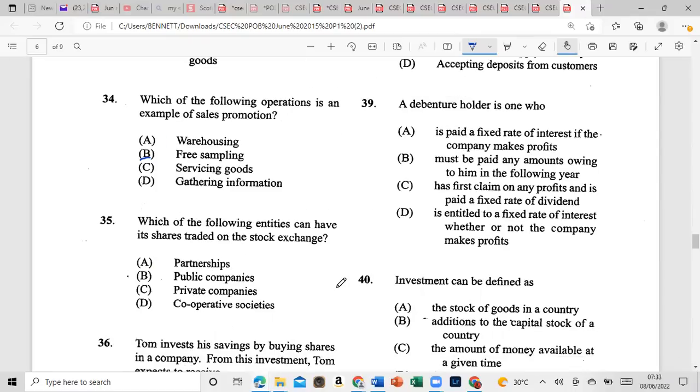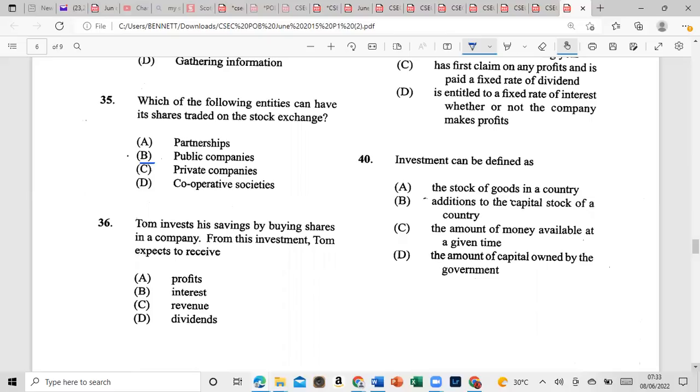Which of the following entities can have its shares traded on the stock exchange? A, partnership, B, public companies, C, private companies, D, cooperative society. And that would be public companies. So that's B. All right, let's move on to 36.